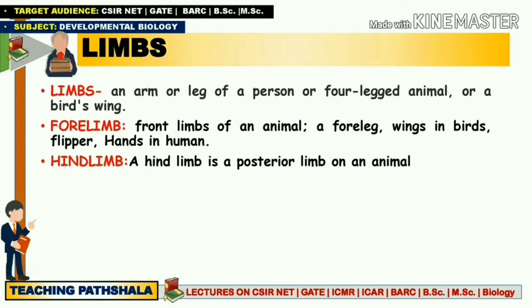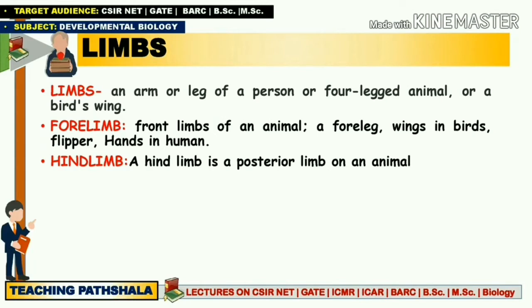The next term which we are going to deal with in our future video is the forelimbs. So what are forelimbs? The front limbs of an animal or a foreleg, that is, it may be a wing in birds, flipper, or hands in humans. So forelimbs are mainly the front limbs, okay, that we are going to see in the front portion. And examples of forelimbs include the wings in case of birds and hands in case of humans.